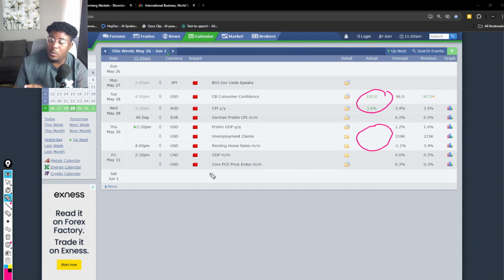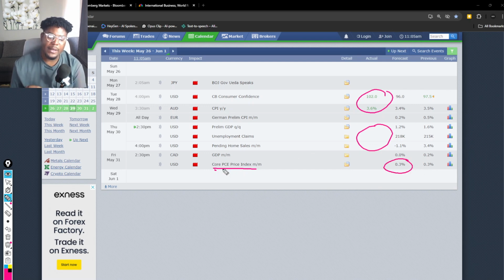So tomorrow we have core PCE. This is quite similar to CPI. It's way too important. So the estimate here, they say, is going to be 0.3, and okay, we will see what will happen.